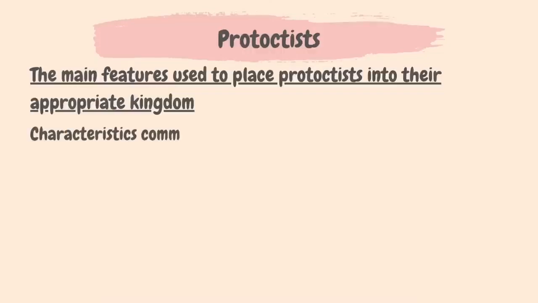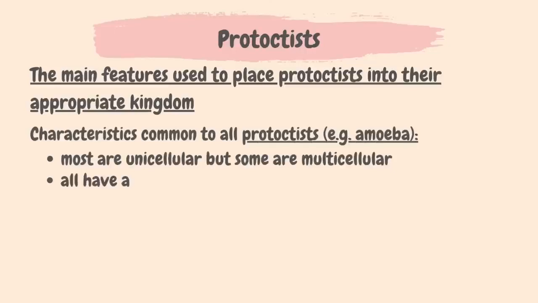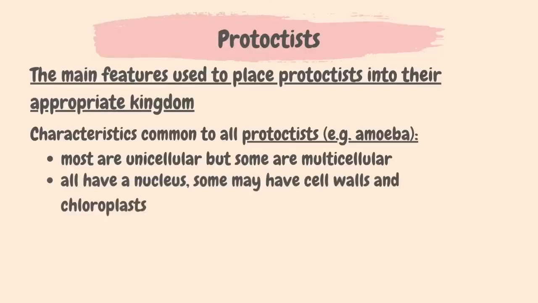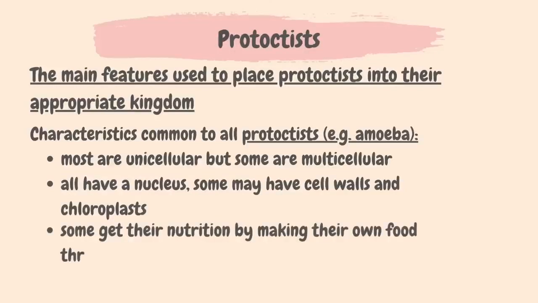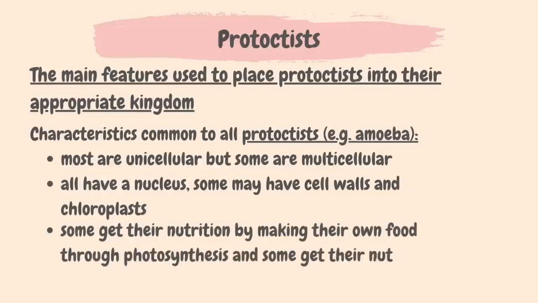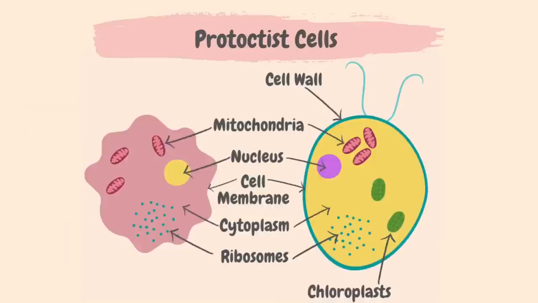The main features of organisms in the protoctist kingdom are: most are unicellular, but some are multicellular. All have a nucleus. Some may have cell walls and chloroplasts. Some get their nutrition by making their own food through photosynthesis, and some get their nutrition by eating other living things. Here are some examples of protoctist cells. As you can see, some may have cell walls and chloroplasts, and some may not.